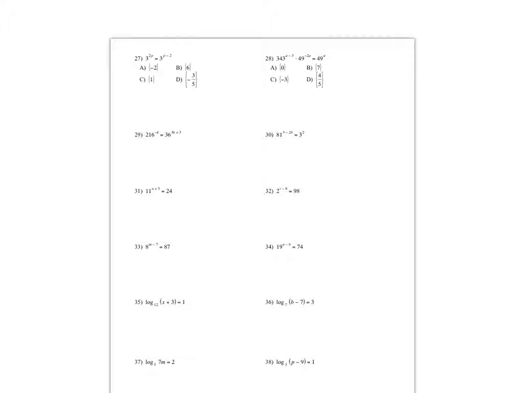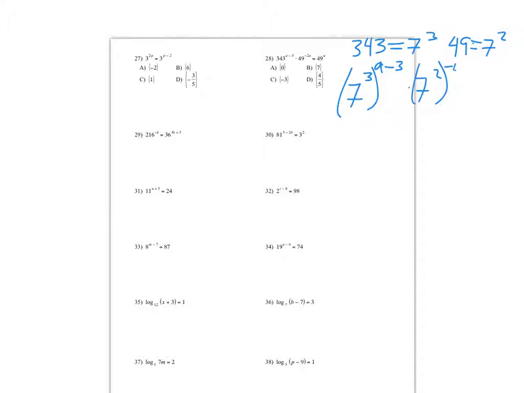Looking at number 28, I've got to get everything in the same base again. I know that 343 is 7 to the third, 49 is 7 squared, so those are both in a base of 7. This is going to become 7 to the third, a minus 3, times 7 to the second, minus 2a, is equal to 7 to the second times a.